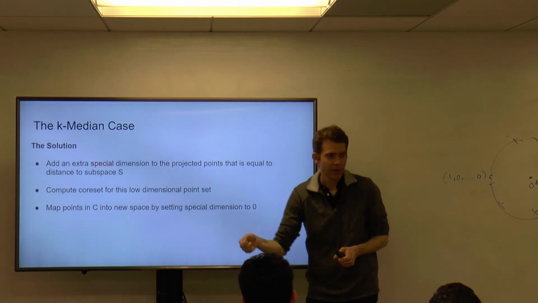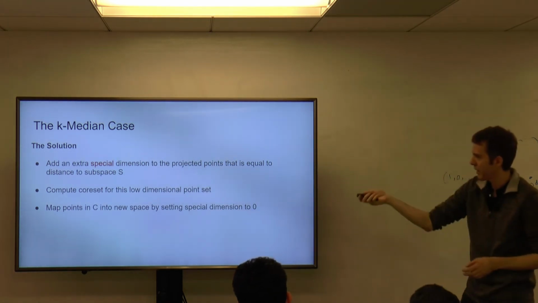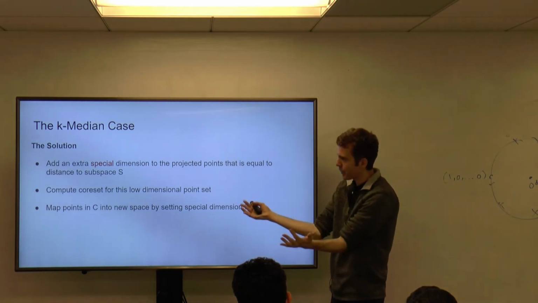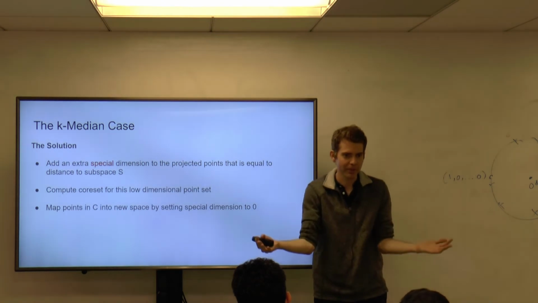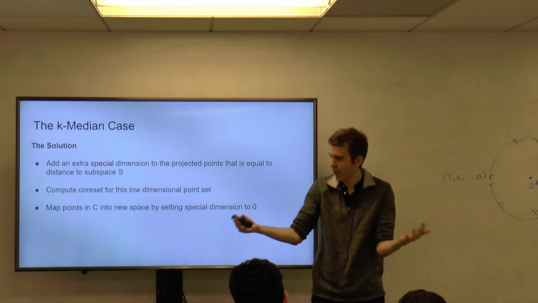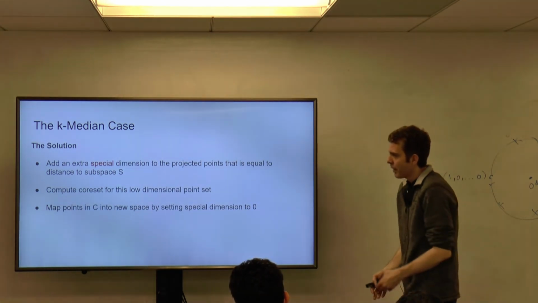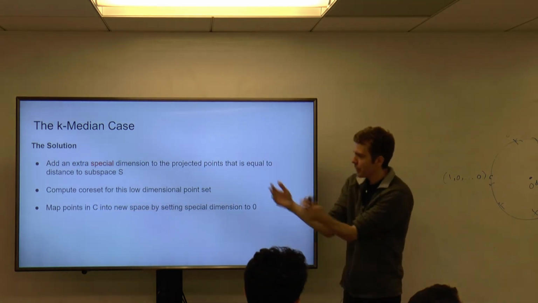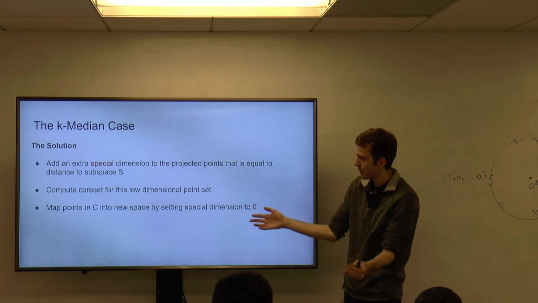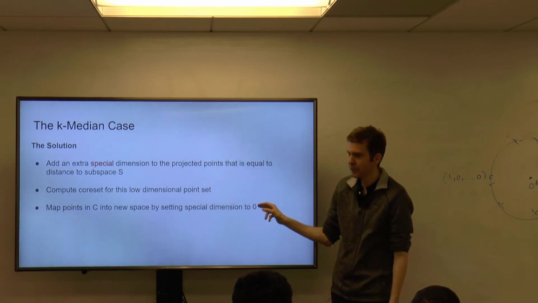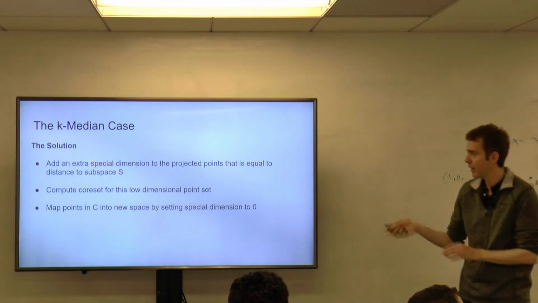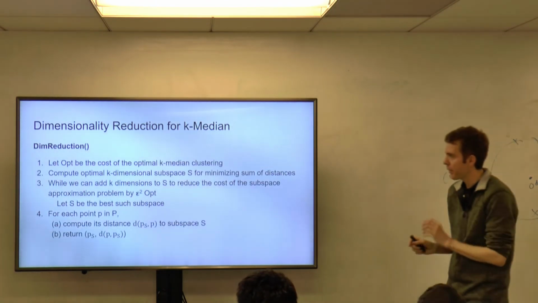Okay, so now instead of being k over epsilon squared dimensional, they're k over epsilon squared plus 1 dimensional, potentially, living in R^(d+1). And when we have a query C, we're going to map it to this new d plus 1 dimensional space by setting the extra dimension of each point in C to be 0. Okay, so maybe I can just show you the algorithm.